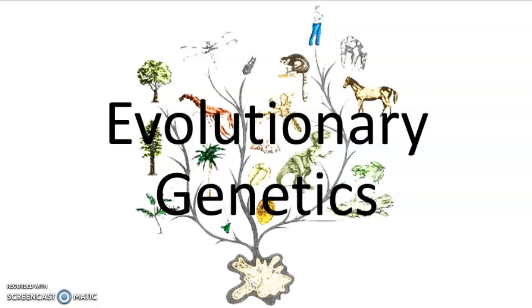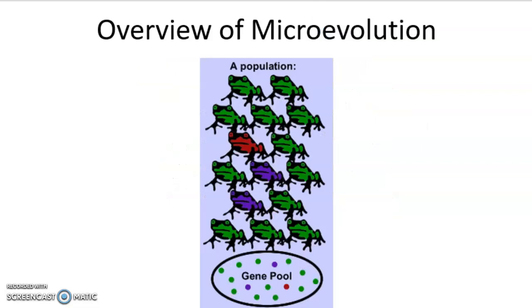Let's begin our exploration of evolutionary genetics. So we'll begin with microevolution, and this is in contrast to macroevolution. As with a lot of things we talked about this semester, pay attention to the prefixes. Micro as in small and macro as in large, and microevolution usually leads to macroevolution.